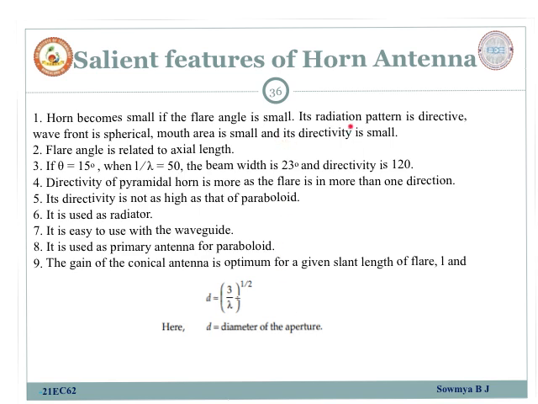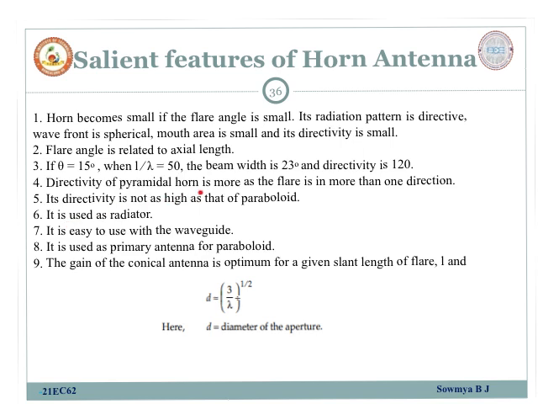I repeat the salient features. The horn becomes small if the flare angle is small. The flare angle is related to the axial length. If theta is equal to 15 degrees, when L by lambda is equal to 50, the beam width is 23 degrees as well as the directivity is 120.